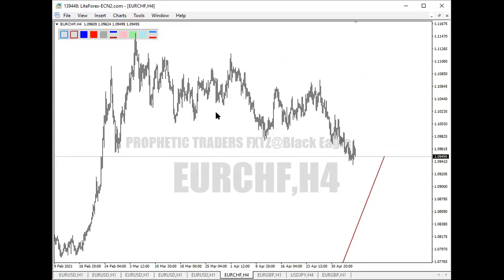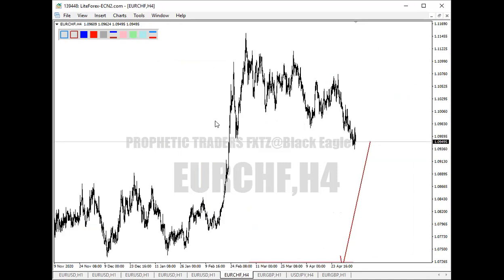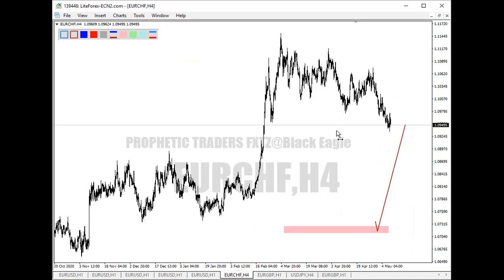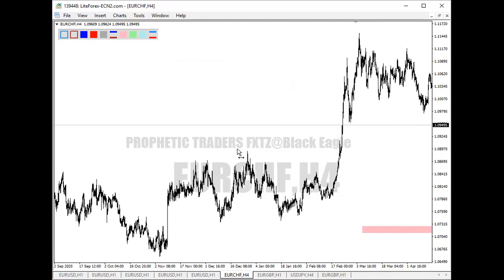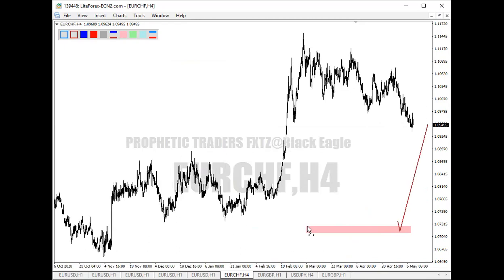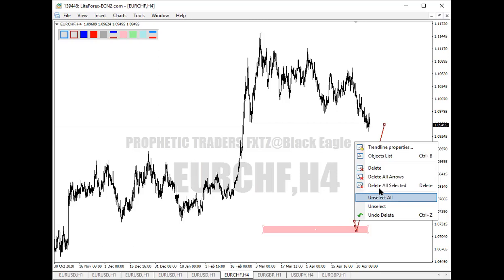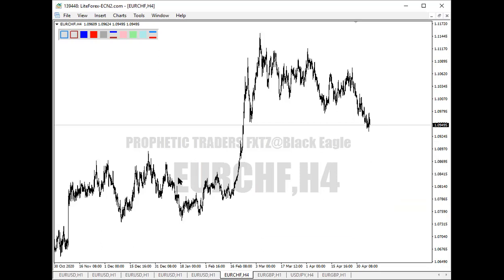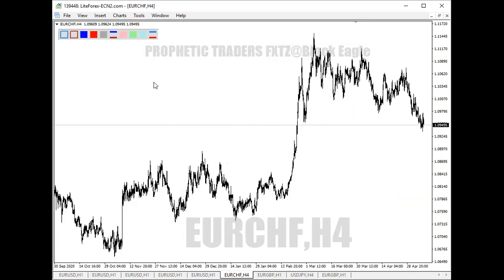EURCHF. When I see this, I see this area was previously supply and price broke it. When price breaks a supply or demand, we call it a swap zone. A swap zone is the area where price respects demand or supply. So this area is a swap zone.